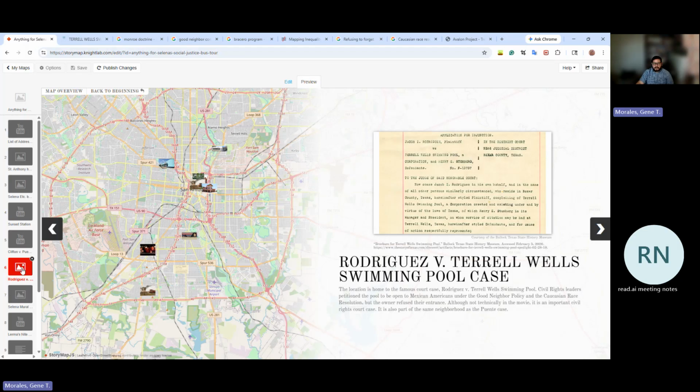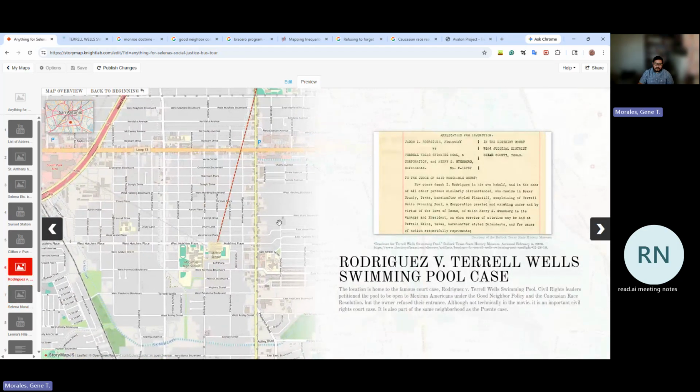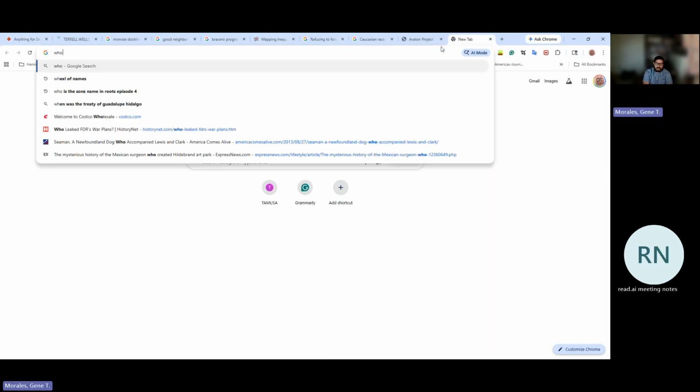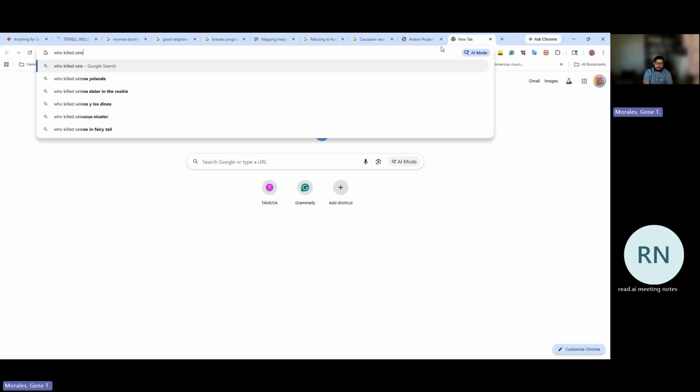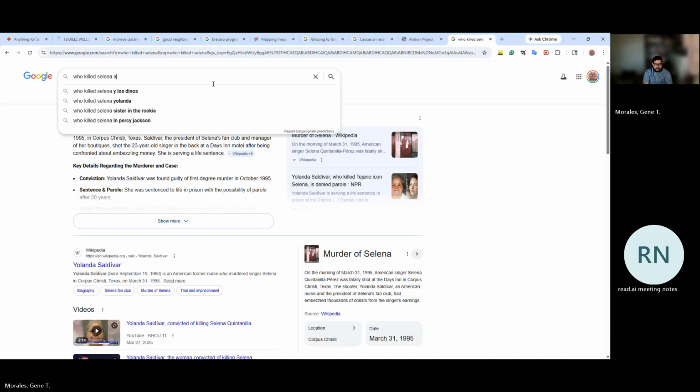One thing that we did learn about this court case, and about the Rodriguez case and the Harlandale area, is that the person who killed Selena actually went to Harlandale High School, right? So who killed Selena? It's Yolanda Saldivar. And then if you look up, where did she go to high school?